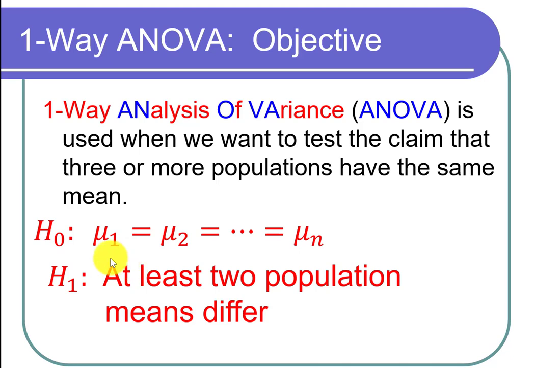So the nice thing is it's always going to be basically the same. Notice I use symbols for H naught: mu1 equals mu2 dot dot dot equals mu n. And I use words for H1. It can be done in symbols for H1, but it's easier to use words.